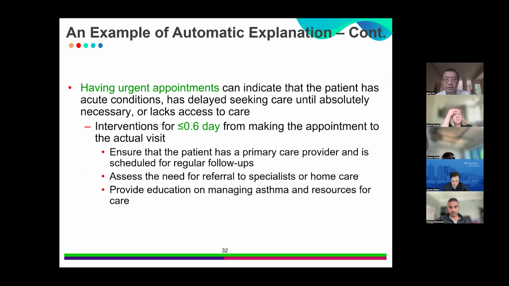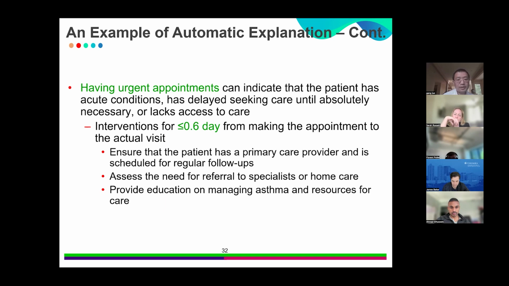So now let's check those 5 factors one by one. The first factor: the patient was in a rush to make an appointment. So there's very little time that has ever elapsed between making an appointment to the actual visit. It's no more than 0.6 days.